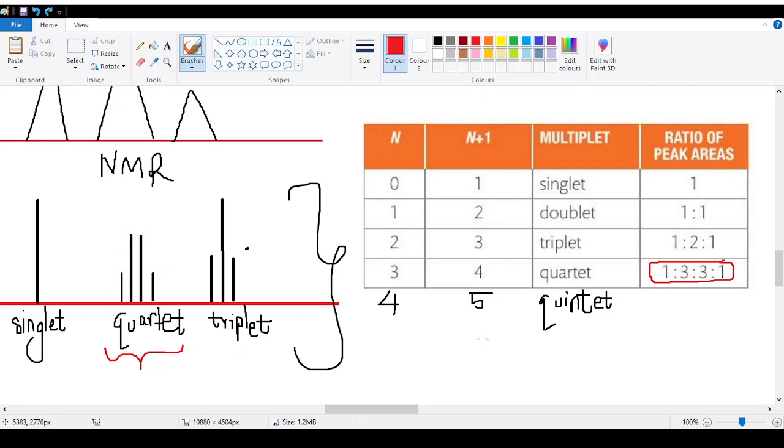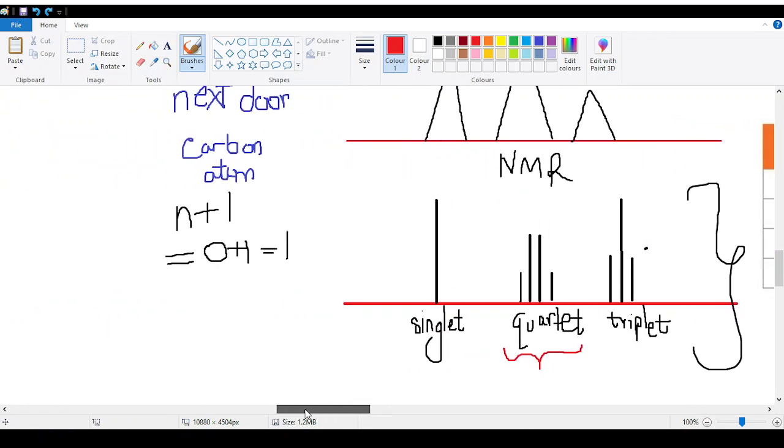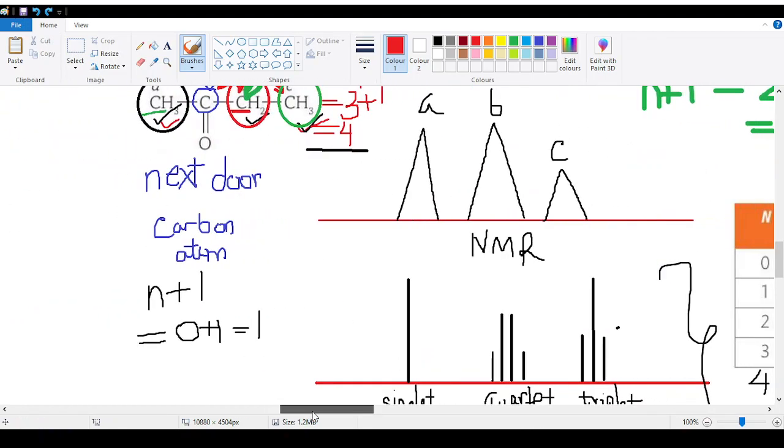Consider the triplet. In a triplet, what does the ratio look like? 1 is to 2 is to 1, because the lengths are 1 is to 2 is to 1. So depending on what pattern you have, you can actually predict the length of the peaks that you get.